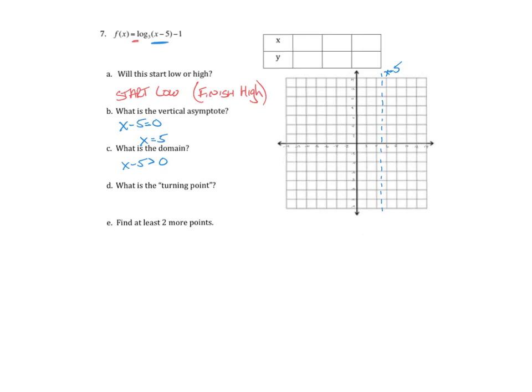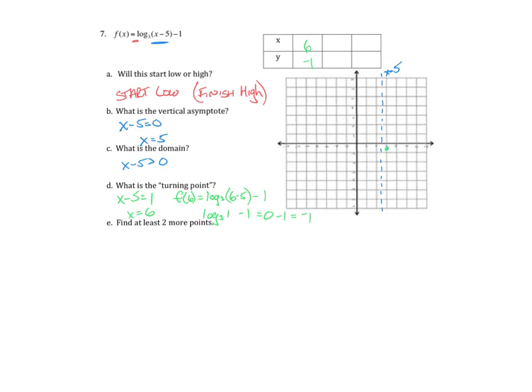Turning point, once again, we're going to set that x minus 5 equal to 1. So our x is 6 is going to give us our turning point. Our f of 6 is going to give us a log base 3 of 6 minus 5, minus 1. We're not surprised by the fact that we're going to have a log base 3 of 1 minus 1. Log base 3 of 1 is always going to be 0, minus 1, and we end up with a negative 1. So we end up with a 6, negative 1 for our turning point.